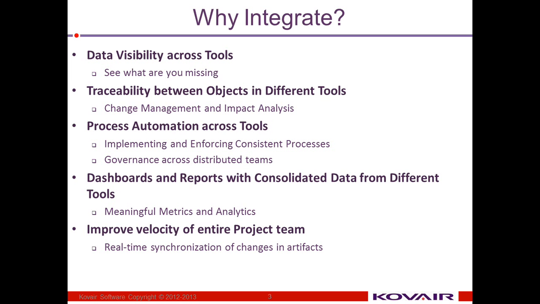Next is the traceability between objects in different tools. So change management and impact analysis: if one artifact changes in one of the tools, the other tools should get synchronized. The users of the other tools should get notified that this particular item changed, and because of that, it has an impact on the items that I am working on. So that is achieved by the traceability.